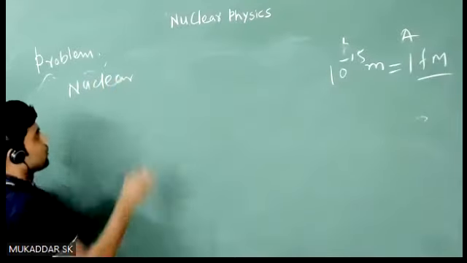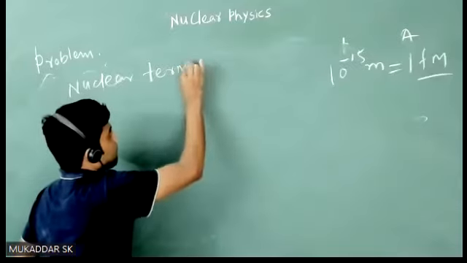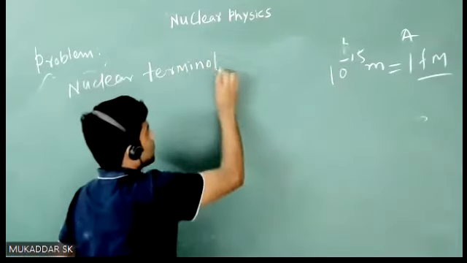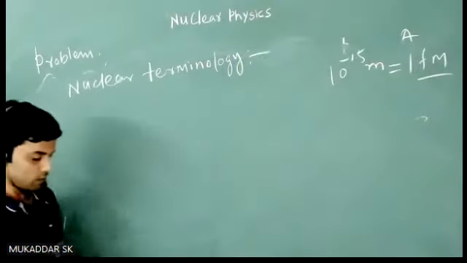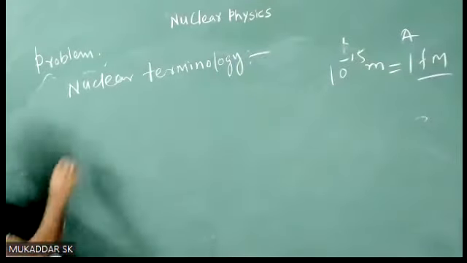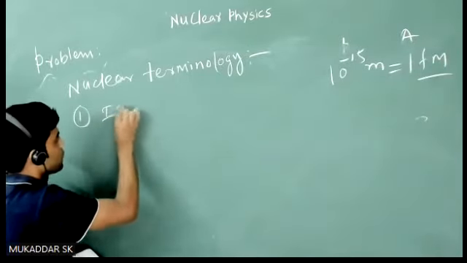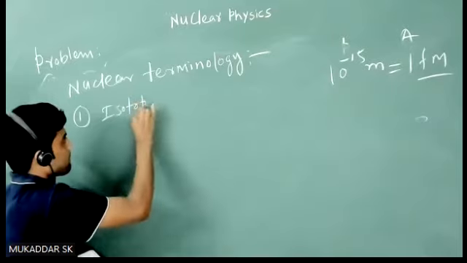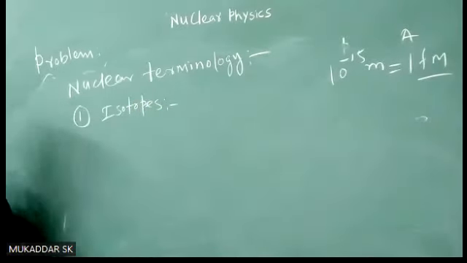Nuclear terminology. Okay. So first we will discuss isotope. You people already know about this. So first we will discuss isotope. So what is isotope? Same atomic number but different mass number.